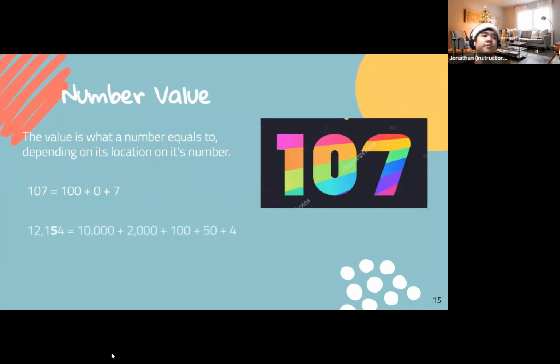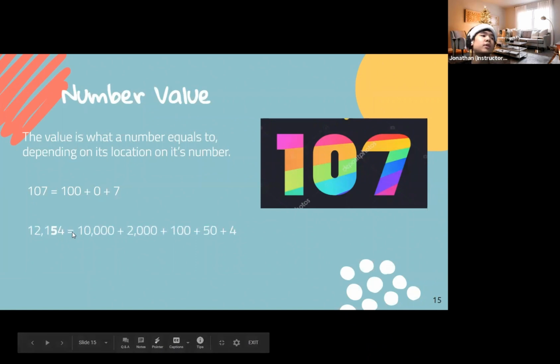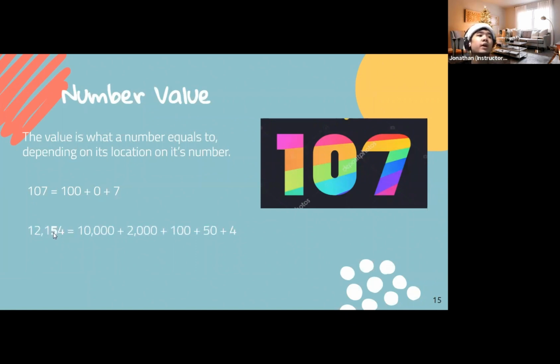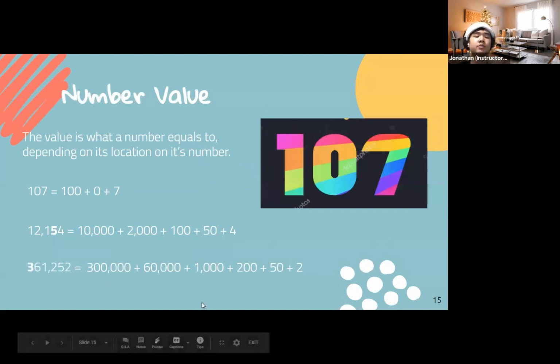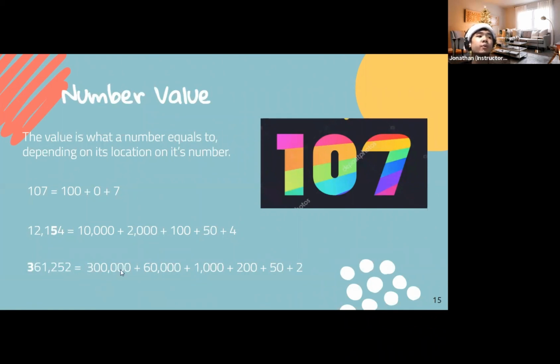How about another example? So I have 12,154. I want to find the number value of 5. Well, the 5 is in the tens place. That means the number value is 50. And I gave you a bunch of other numbers. So the place value of the first one is 10,000, the place value of the first two is 2,000, and so on. So how about this number, 361,252? You could break it down into its key components and find out that 3 is in the 100,000s place. So the answer is 300,000. Pretty simple stuff so far, hopefully.